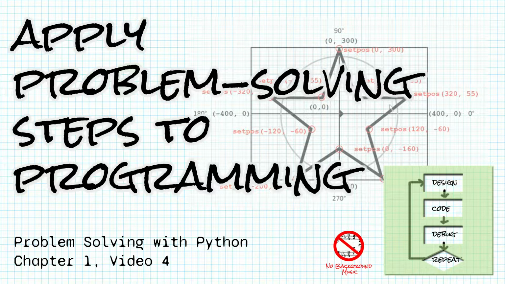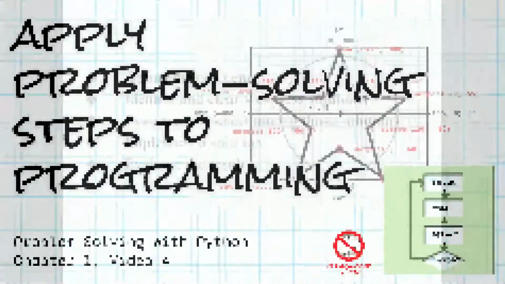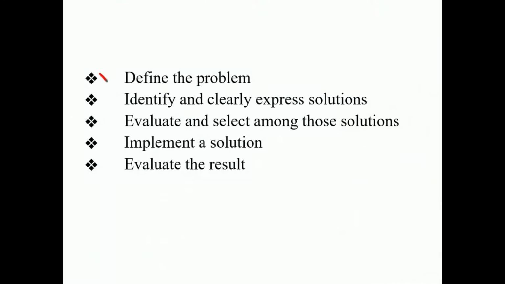Hi, this is Maggie. In this video we're going to solve a programming problem by applying the problem-solving steps from the textbook. The problem-solving steps are: define the problem, identify and clearly express solutions, evaluate and select among those solutions, implement a solution, and finally evaluate the result.